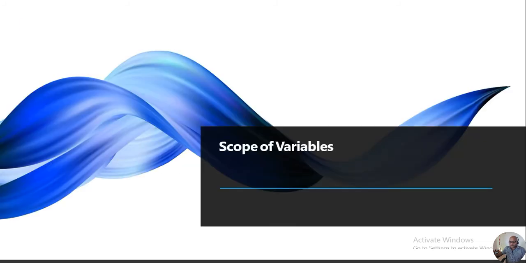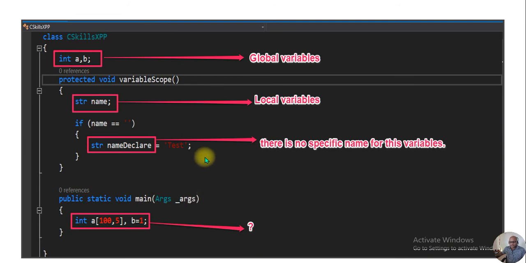Scope of variables means: in this class, whatever we declare at first, we call global variables. Whatever global variables we declare, we can use anywhere in that class. If it is a local variable, like the str name shown here, it can be used within this method only.